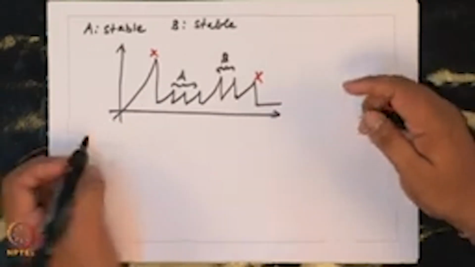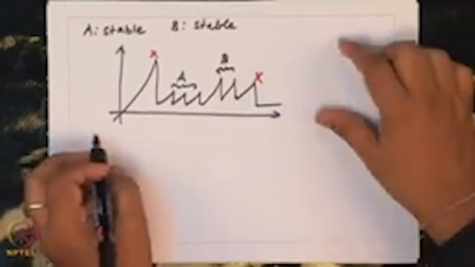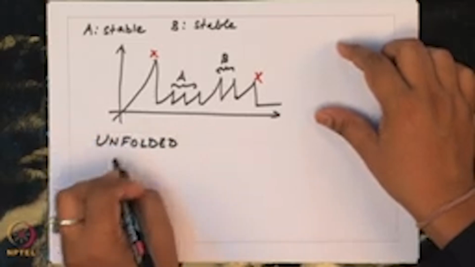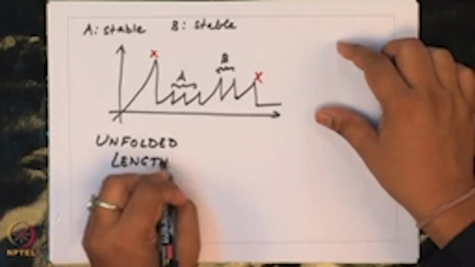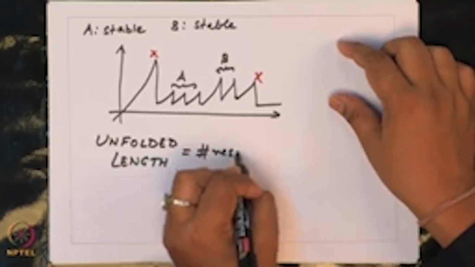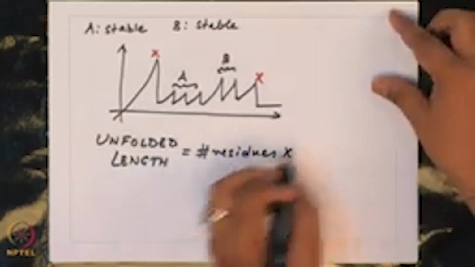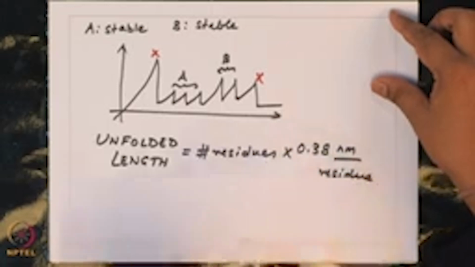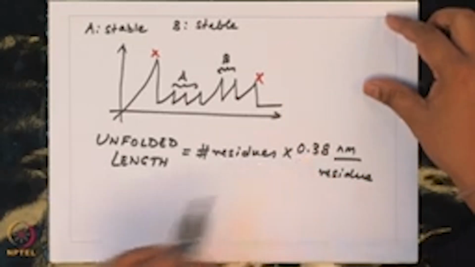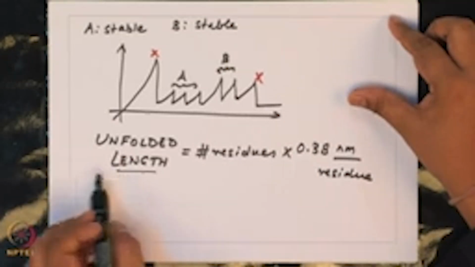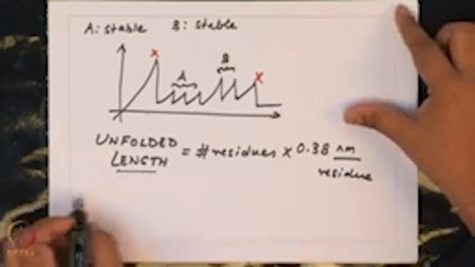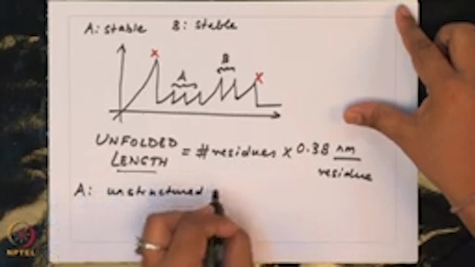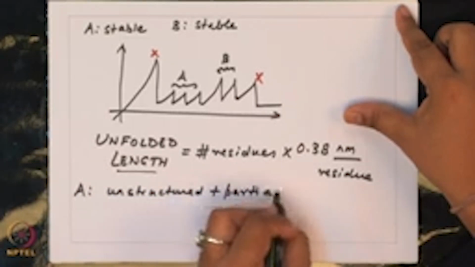You know that if you have various residues, the total unfolded length equals the number of residues into 0.38 nanometer per residue. This is the rough length of one amino acid. So, you know the unfolded length, and this formula can also be used for the case where A is unstructured plus partially folded.